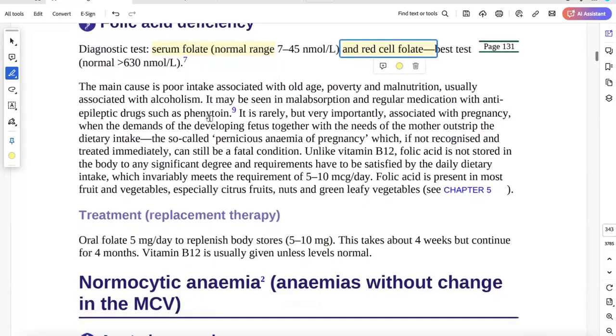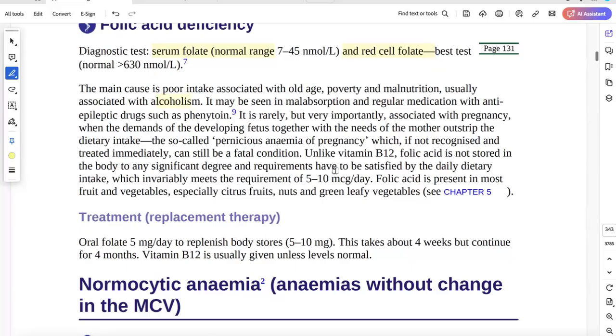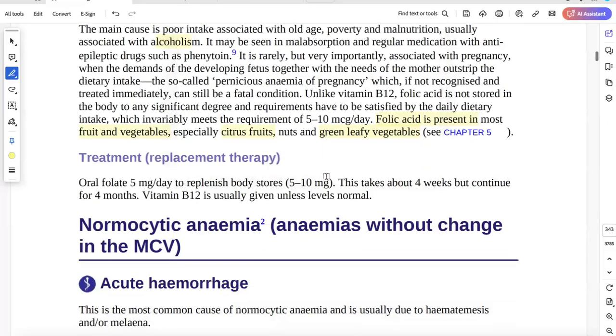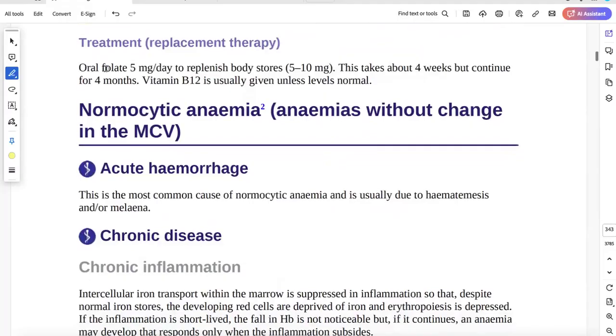And again, folic acid mainly comes from vegetables. So if the patient is not taking a lot of veggies, then they can also end up getting it. Sometimes it can be associated with alcohol and other things. And if you get a folic acid deficiency, you will need to start the patient with folic acid supplementation. It is mostly present in fruits and veggies, especially citrus fruits, nuts, green leafy vegetables. And the treatment is oral folate, 5 milligram per day, and continue for 4 months.